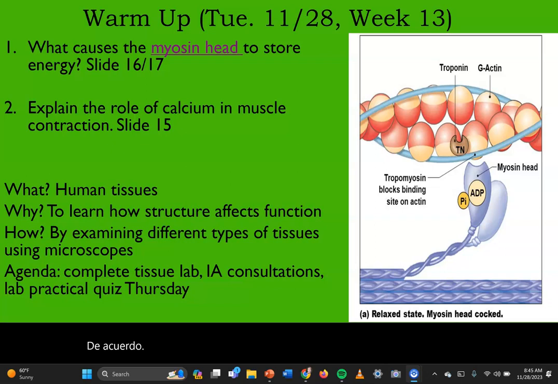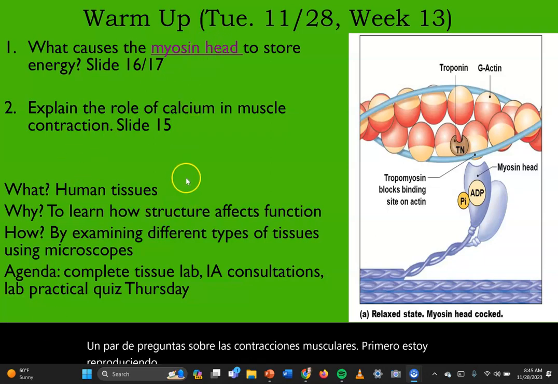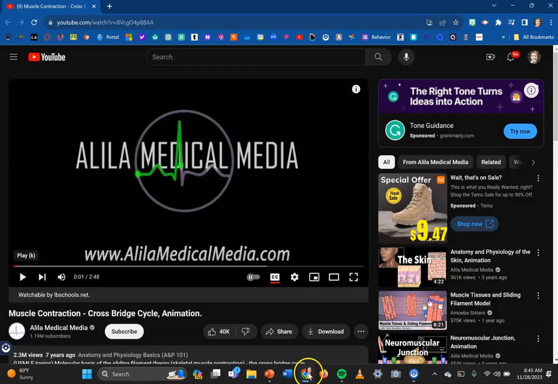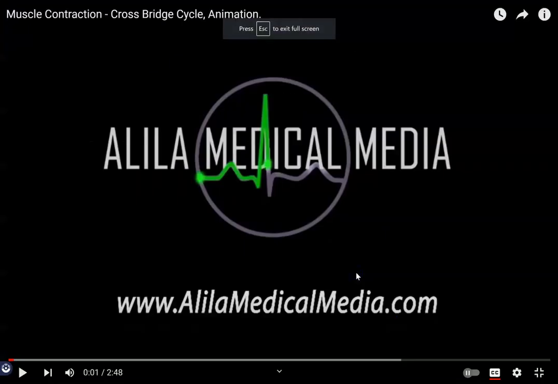All right, so a couple questions on muscle contraction. So I'm going to play you this video first, all right? So you can get a little reminder of muscle contraction. The sliding filament theory of sliding filaments.